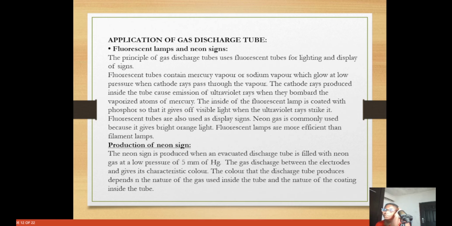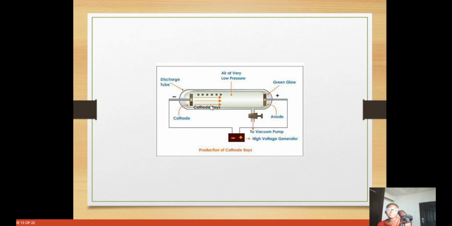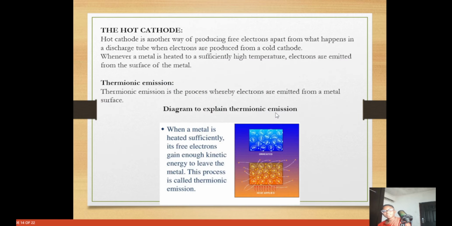Production of neon sign. The neon sign is produced when an evacuated discharge tube is filled with neon gas at a low pressure of 5 millimeters of mercury. The gas discharge between the electrodes gives its characteristic color. The color that the discharge tube produces depends on the nature of the gas used inside the tube and the nature of the coating inside the tube. So this is the production of cathode rays. We've explained this in the last slide.